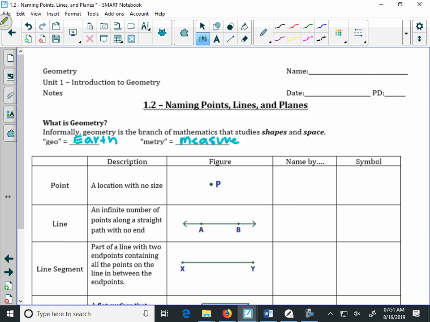So, we name a point by its capital letter. So what it's going to look like when we're naming a point: we have our dot with our capital letter. That's indicating to me that that's a point. I literally just say, hey, that's point. Write the word point, and you put whatever capital letter represents that point.